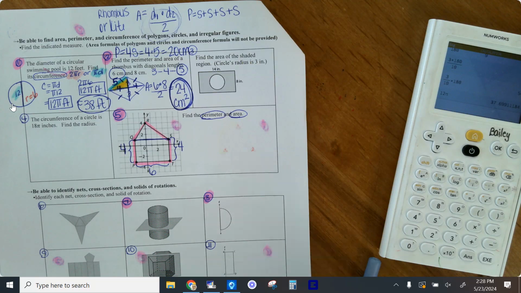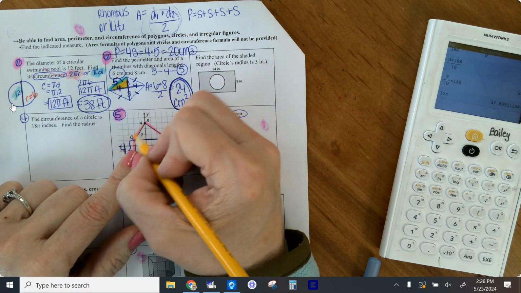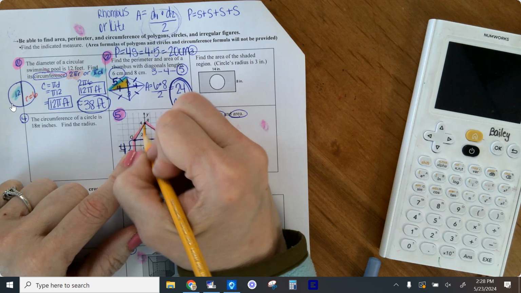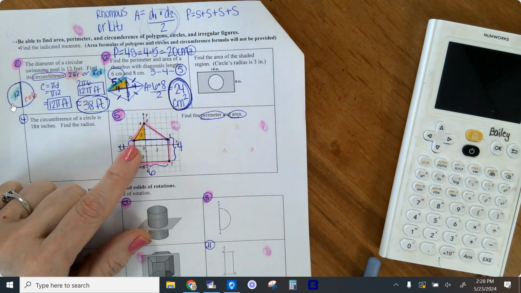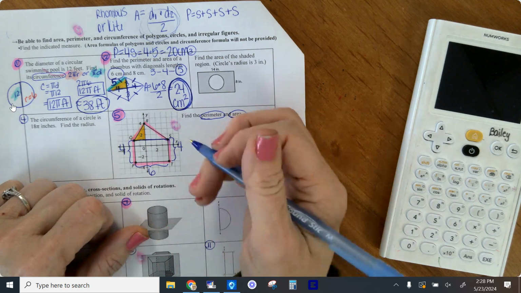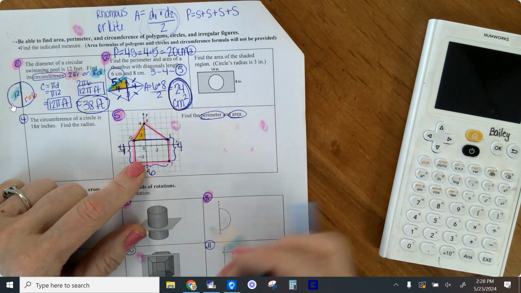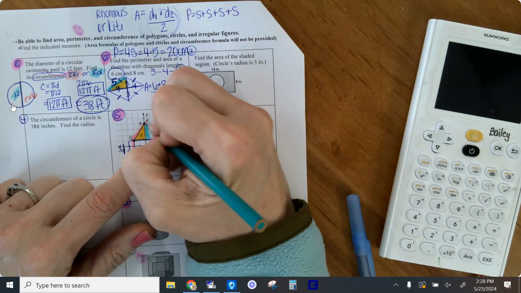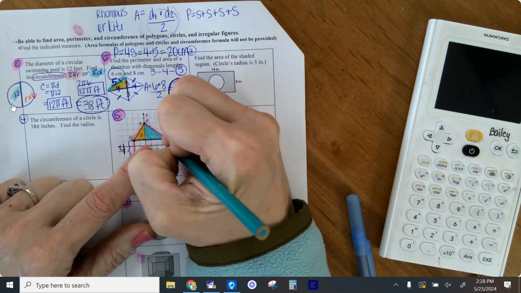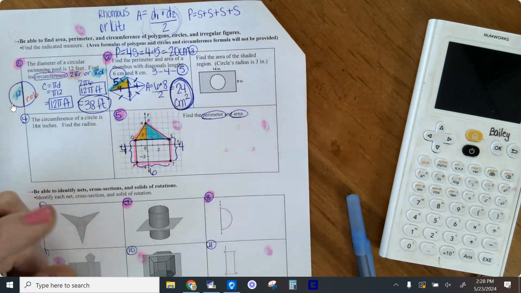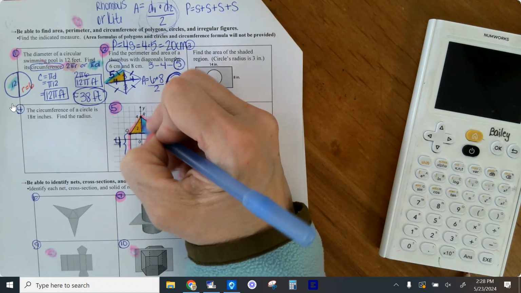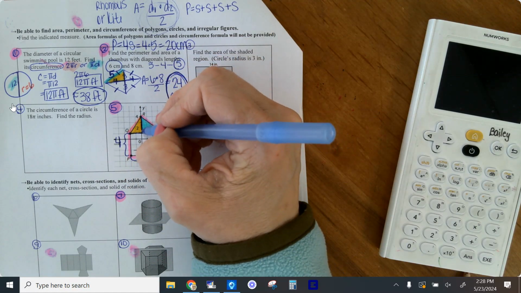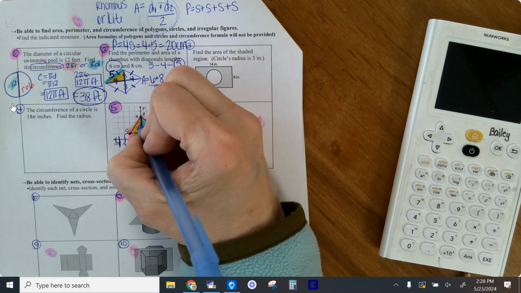Now here's the problem. I can't just count this diagonal, but what I do notice is I have a yellow triangle right here. And then on this side, I have this little blue triangle right here. And those are going to be right triangles. So, how tall is the triangle top? How tall is this right here? 3. Okay, so I'm going to put a 3 right there.